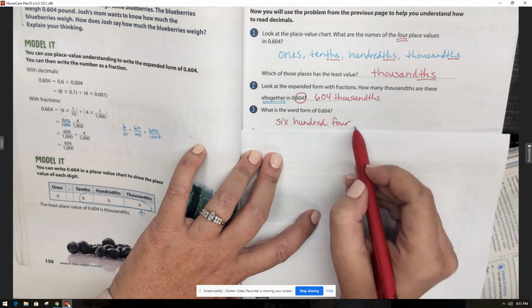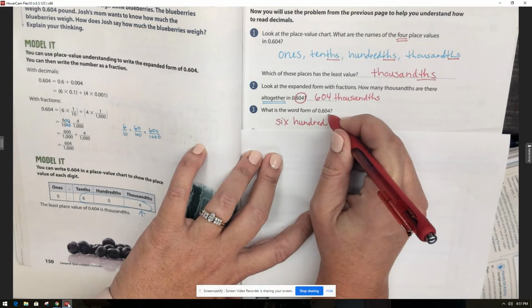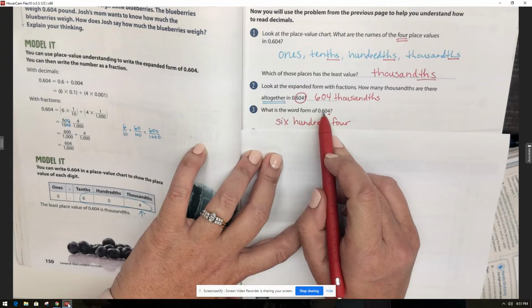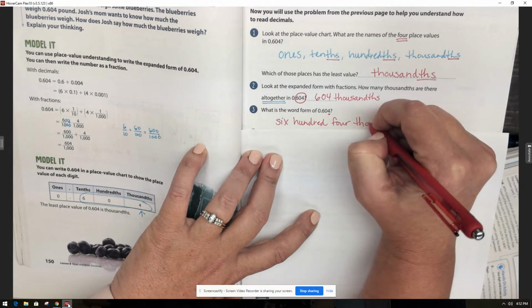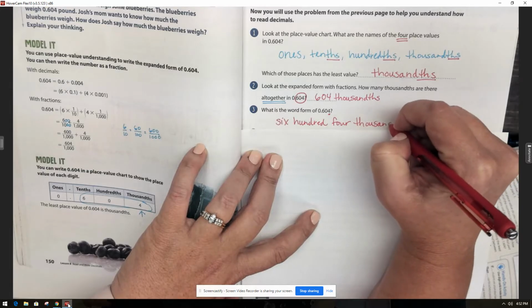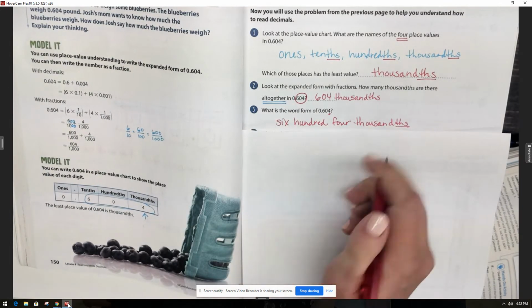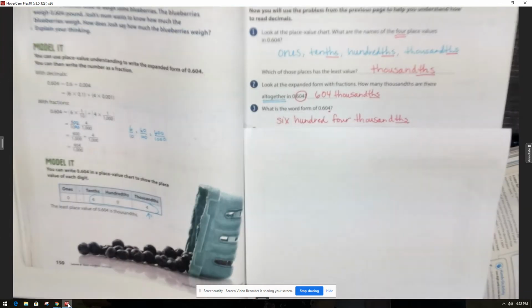So we cannot forget to write what our place value is, the least place value. So the least place value is in the tenths, hundredths, thousandths. So we need to write thousandths, and then underline that THS so we don't forget it. So we've got 604 thousandths.